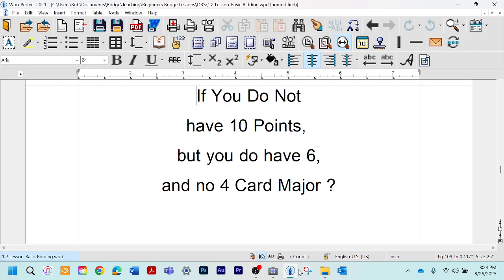If you do not have 10 points, but you do have 6 and no 4 card major, what do you do? Well, let's see. The rule says you've got to bid if you've got 6, and you don't have a 5 card suit. You've got to bid. So what do you do? Well, you can bid 1 no trump.